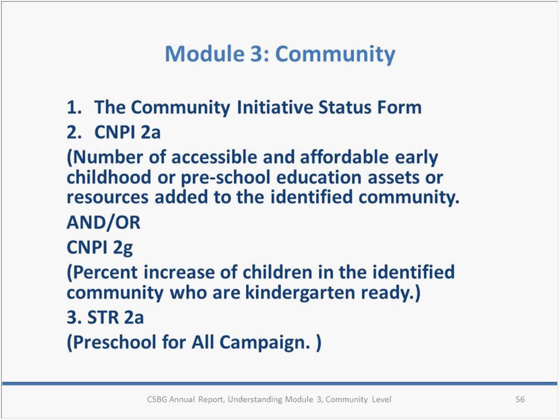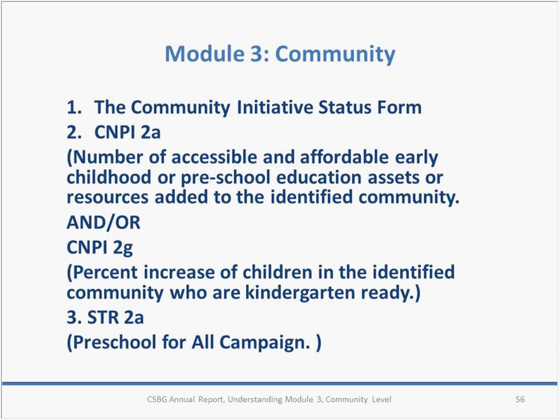Well, the status form will help us identify some of the basic elements of our initiative. The community indicator that's a count is 2A, the number of accessible and affordable early childhood or preschool education assets or resources in the identified community, or the percent of increase of children in the identified community who are ready for kindergarten. A Kentucky example here is a program that had a 32% rate of school readiness in a certain zip code where there was a large number of families with low income. They worked over several years with combined strategies and many partners, and they were able to increase that rate to 33.7%. They had those numbers, they were clear about what they wanted to measure, and they moved forward.